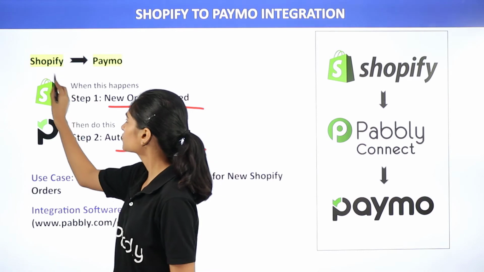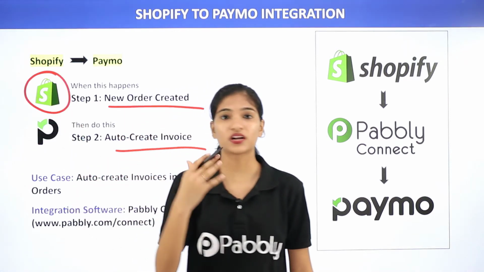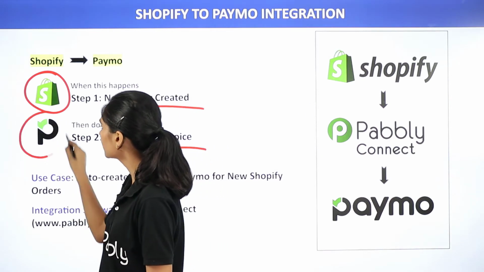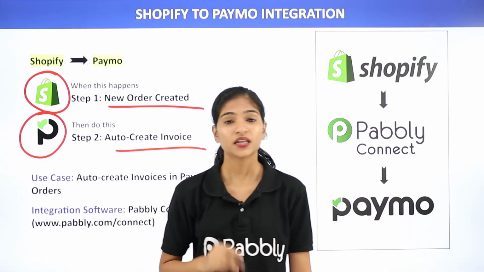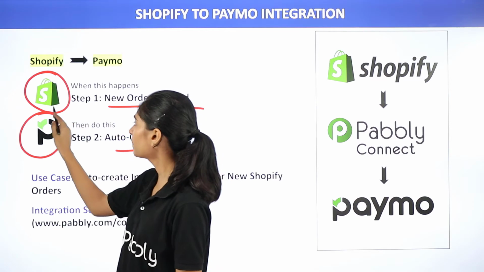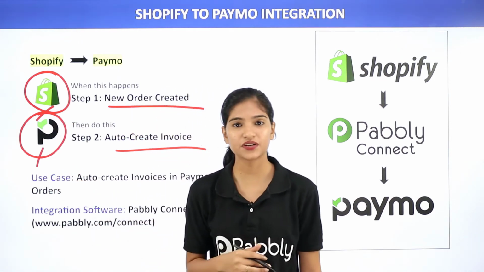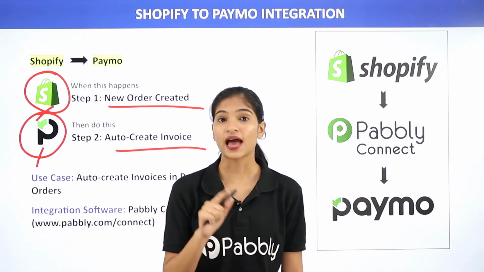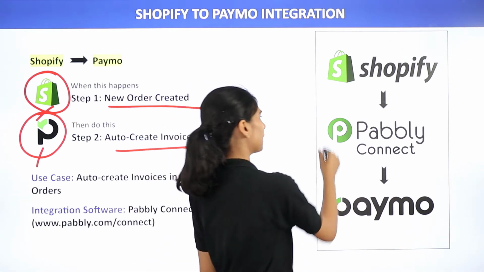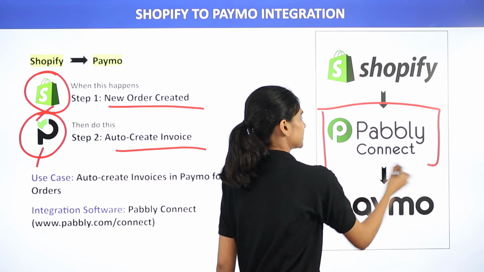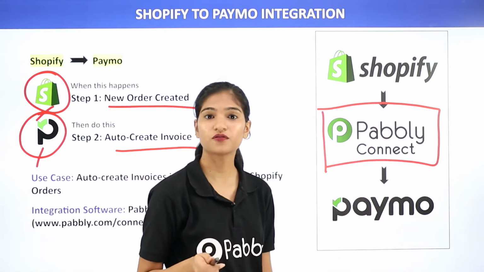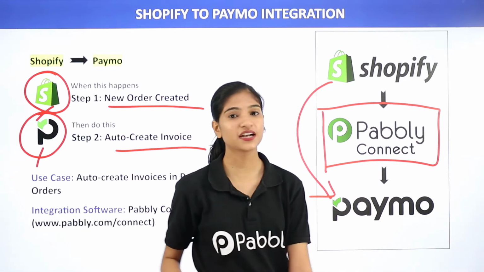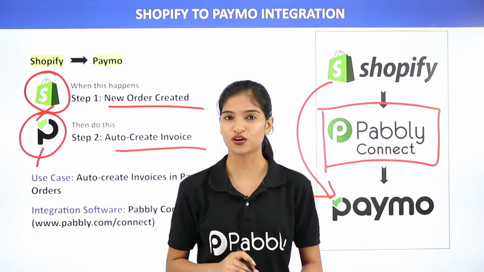So Shopify is a software application where you can set up your online store and sell your products, whereas Paymo is an online work and project management software. The issue here is that although Shopify and Paymo have some native integration between them, this integration has certain limitations, and that is why we are going to use Pabbly Connect. So Pabbly Connect is an integration software with the help of which you can transfer data from Shopify to Paymo. The best part here is you don't require any knowledge of coding.